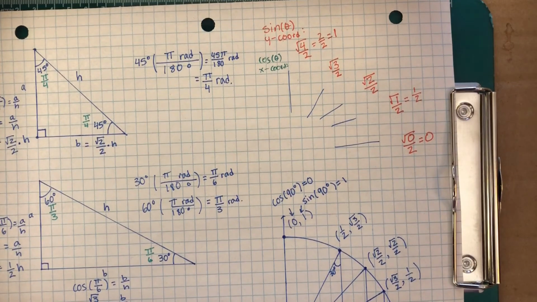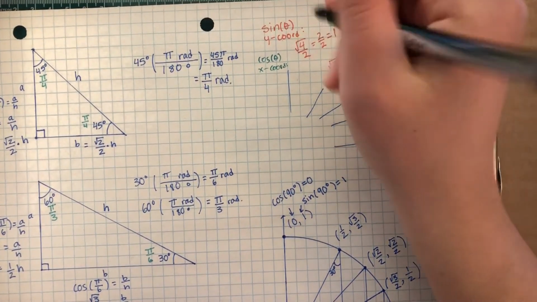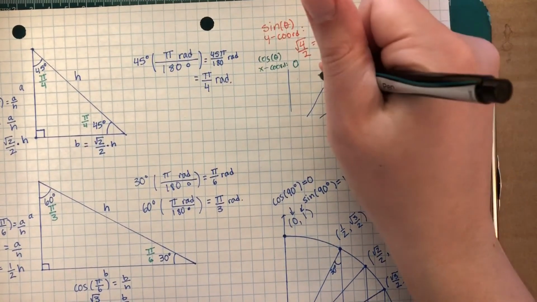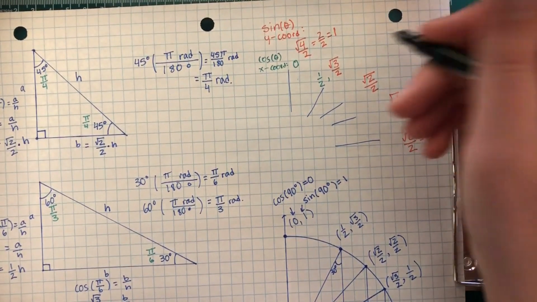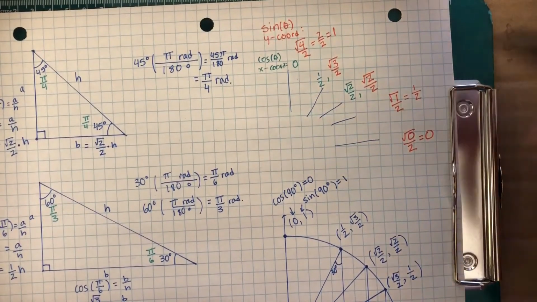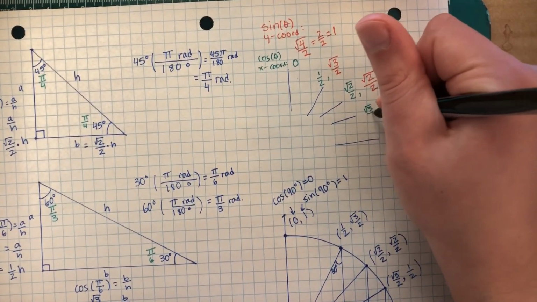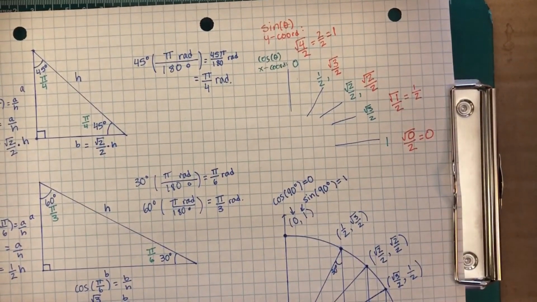And like we said, the sine and cosine are basically just switched around. So I start with 0 down here. For cosine, I go 0, 1/2. The next one is square root 2 over 2, square root 3 over 2, and lastly, 1.